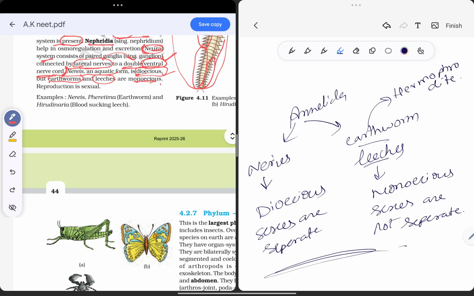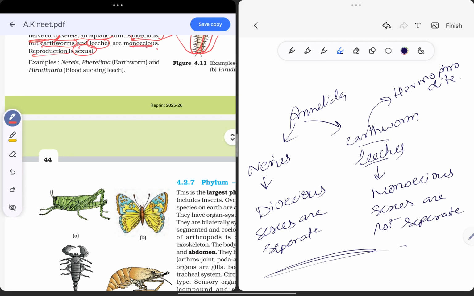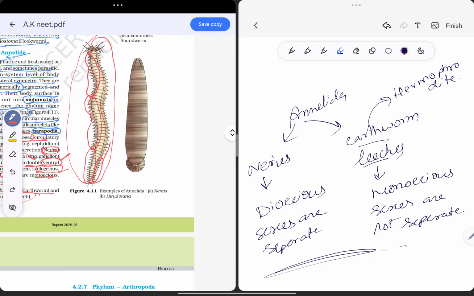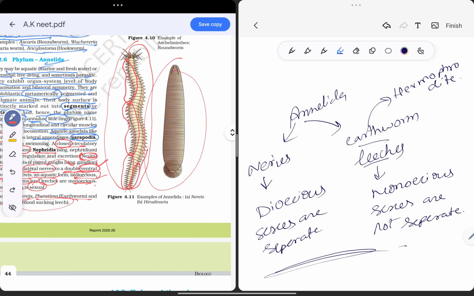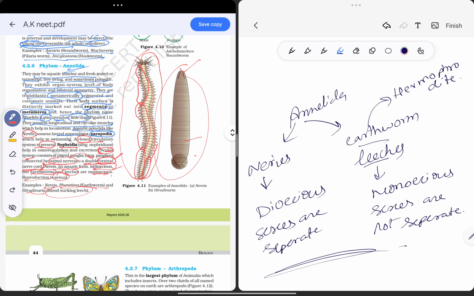Note this down. And the reproduction is sexual in the case of annelids. Examples are Nereis, Pheretima, also earthworm. Hirudinaria means blood-sucking leech. This is an image of Hirudinaria. Hirudinaria, the second image, is also known as blood-sucking leech.